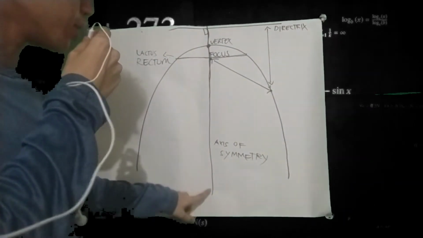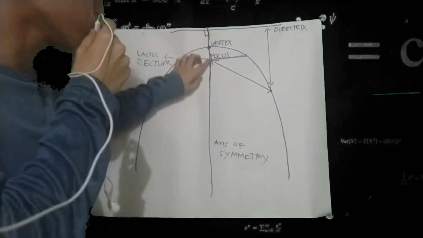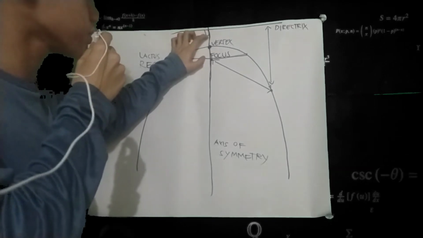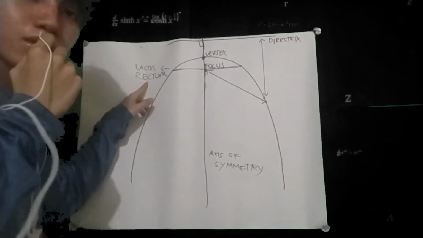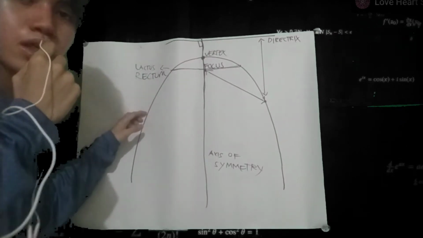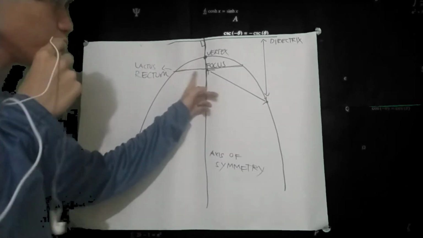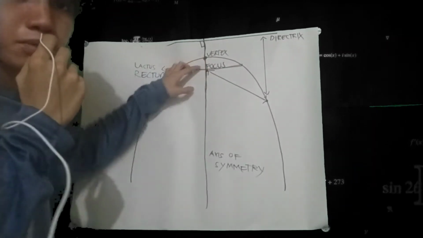This line naman right here is called the axis of symmetry, which is the line that passes through the focus and perpendicular siya dito sa directrix. Next is the latus rectum, which is a line that passes through the focus and perpendicular sa axis of symmetry.